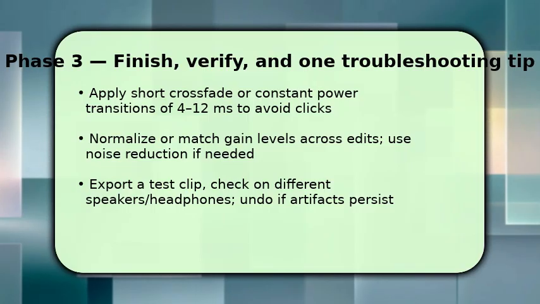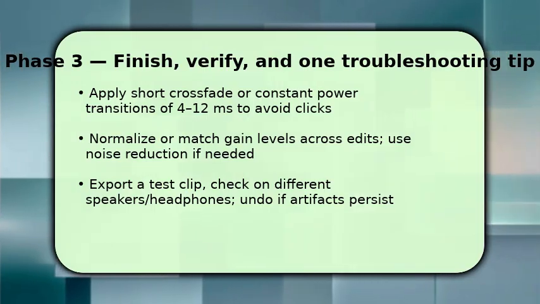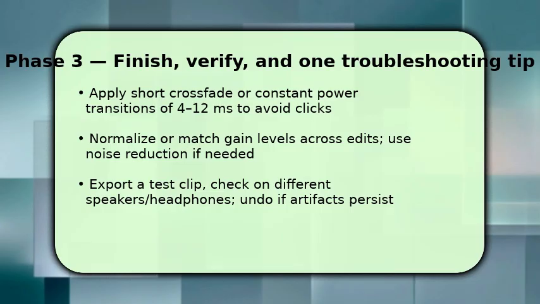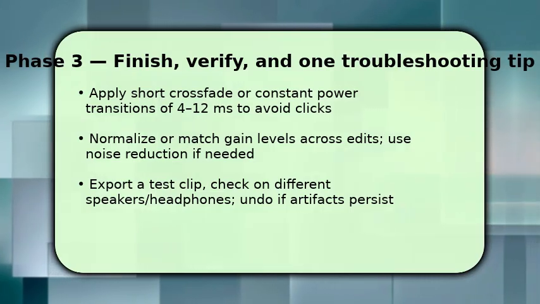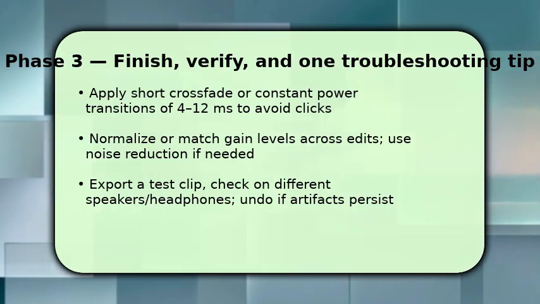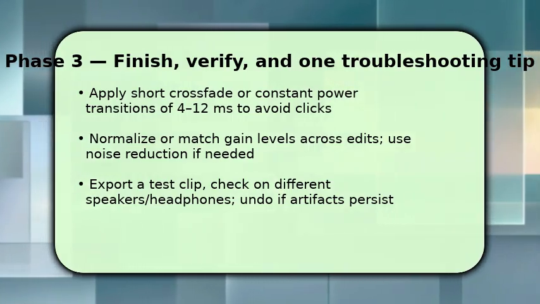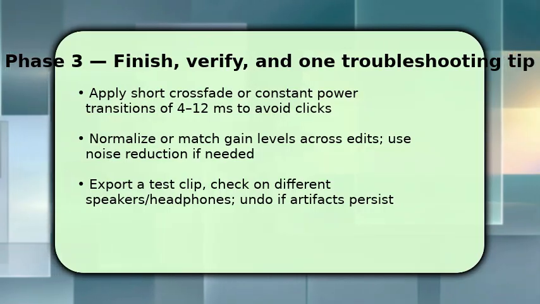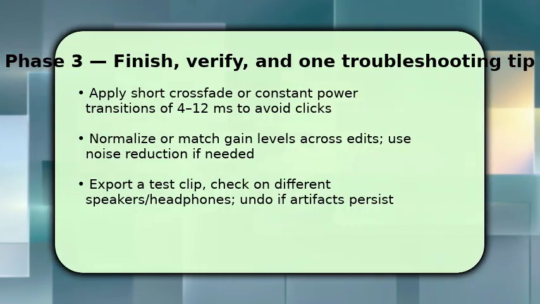Add very short crossfades, 4 to 12 milliseconds, at edit points to eliminate pops and clicks. Once transitions are set, normalize levels or manually match gain so volume stays consistent across joins. Apply noise reduction only when necessary because it can introduce artifacts.